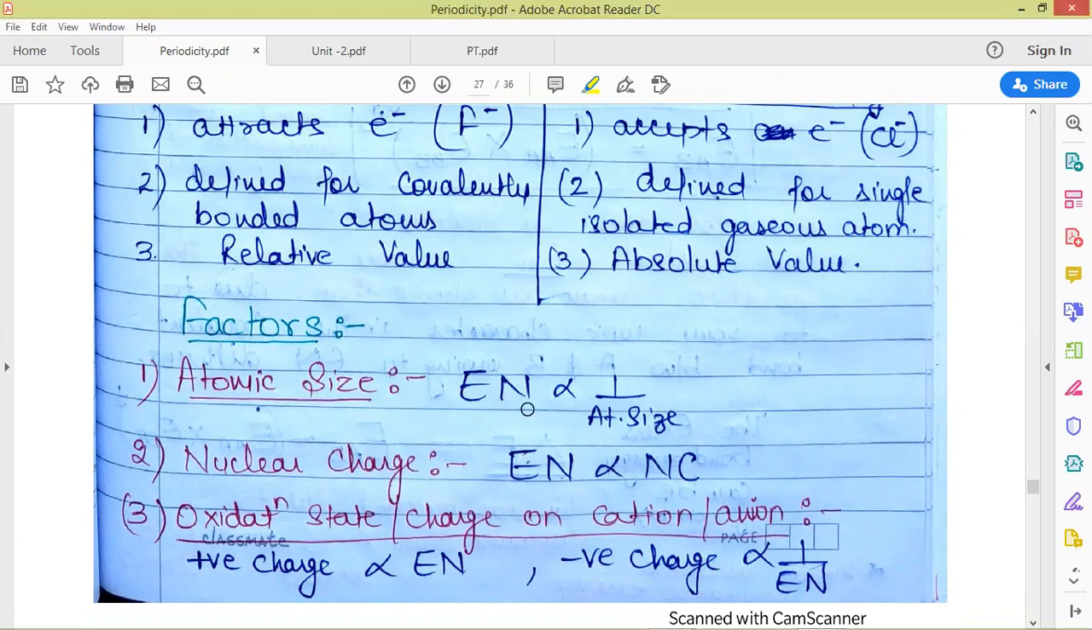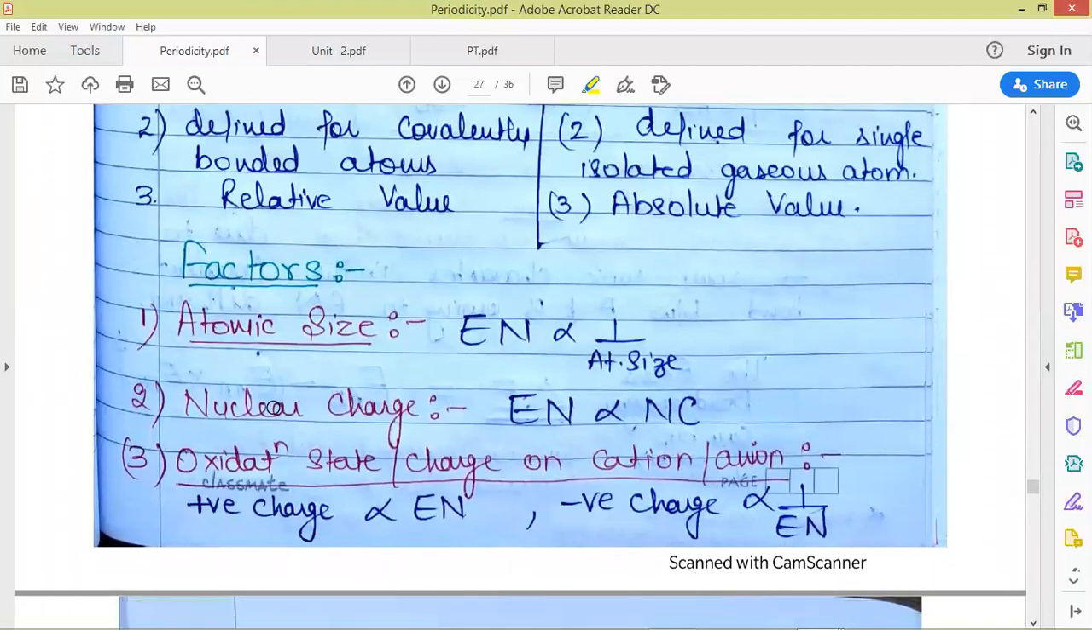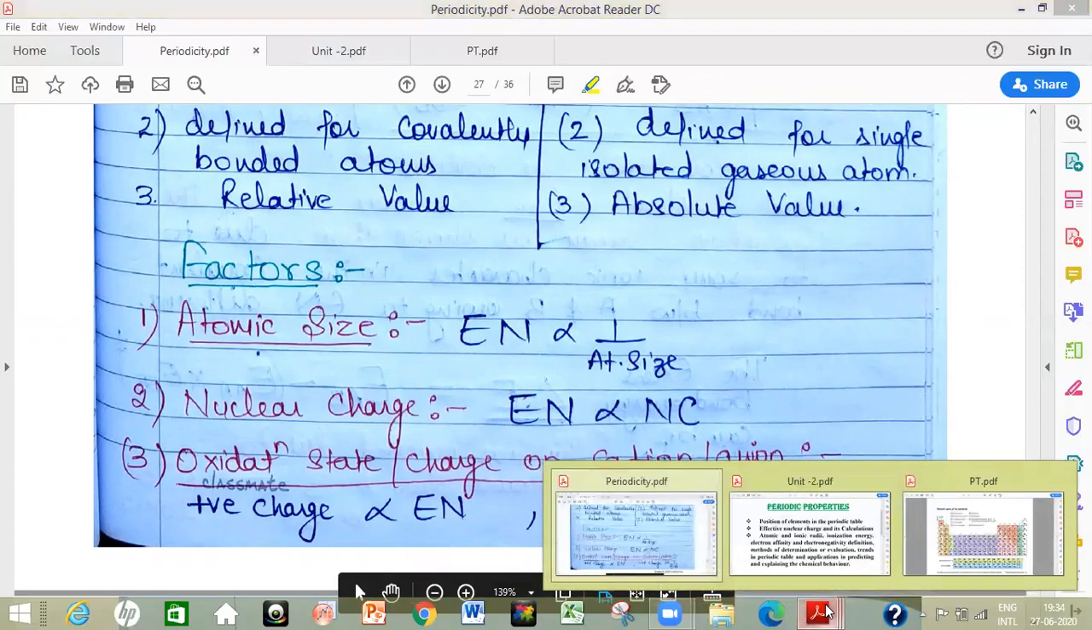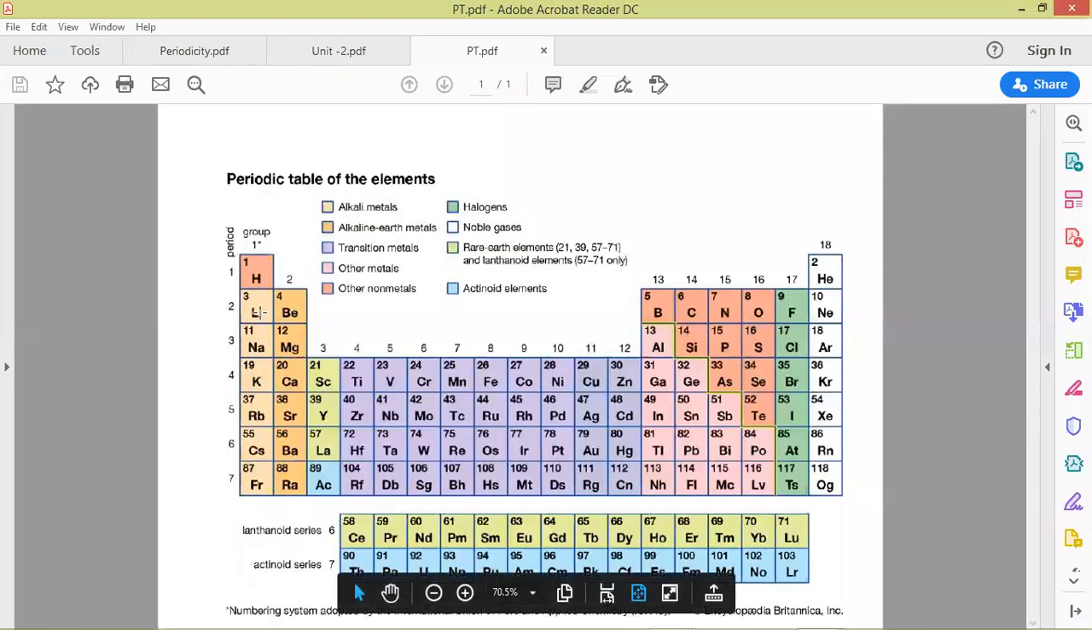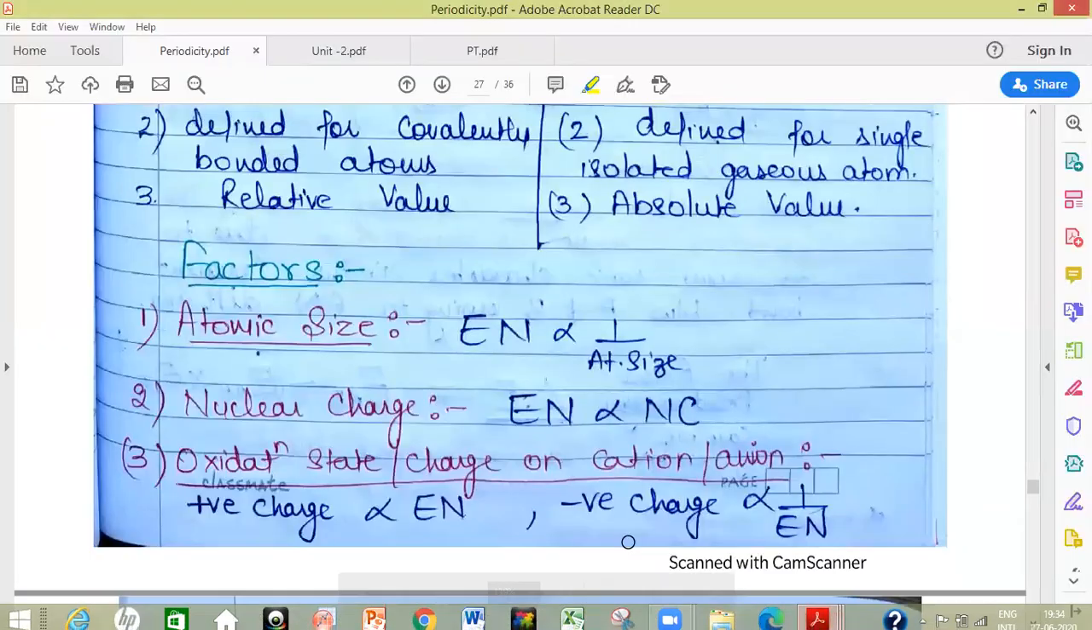As the size is decreasing along the period, electronegativity should increase along the period. So that is why when we move from lithium to fluorine in the second period, there is an increase in electronegativity from lithium to fluorine, and fluorine is the most electronegative element present in the periodic table.